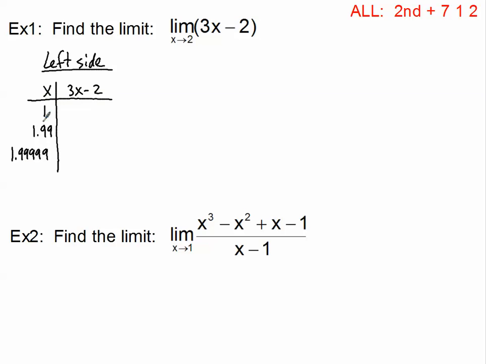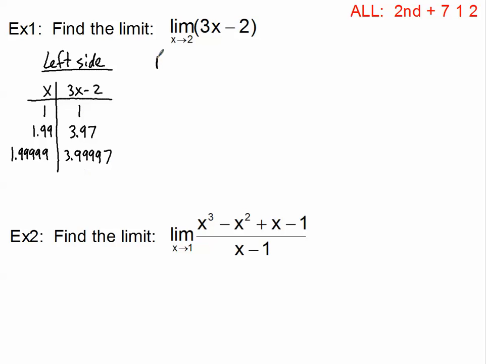What I need to do with these numbers as we're getting closer to the value of 2 on the left side is plug these numbers into my function and see what happens. I'll plug the 1 in and I actually get a 1 out, and that doesn't matter. 1.99 though, that's pretty close to 2. If I plug in 3 times 1.99 minus 2, I'm going to have about 3.97, I believe. Yes. If I plug in 1.99999, just into our calculator, 3 times that minus 2 gives us 3.99997. So as we're getting closer to 2 for the x, it looks like our value of the function is getting closer to the number 4.